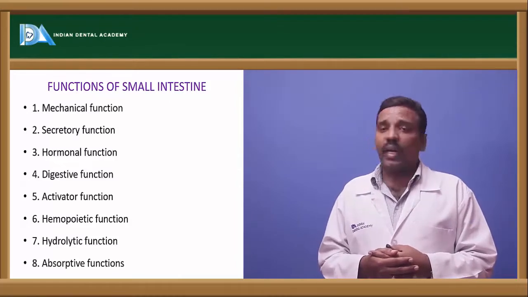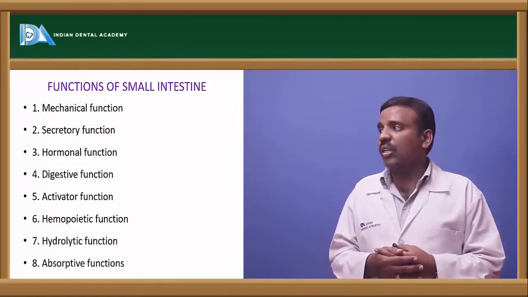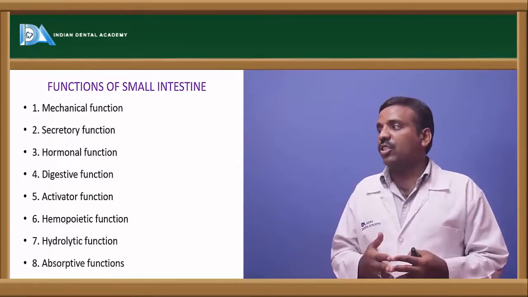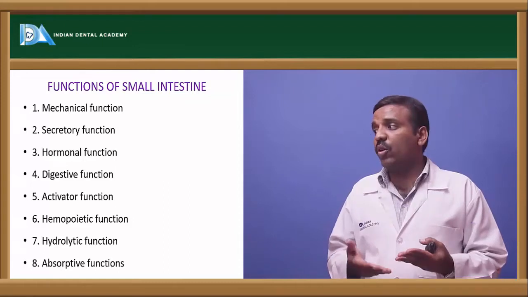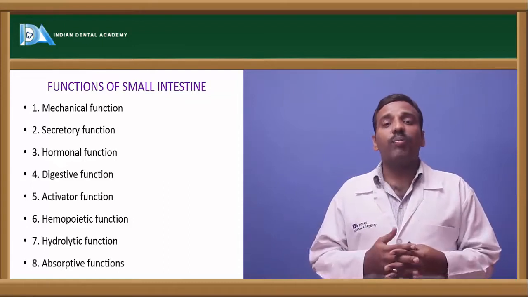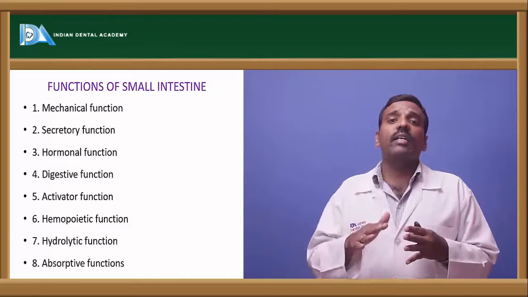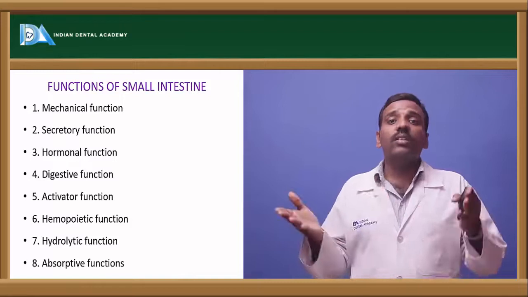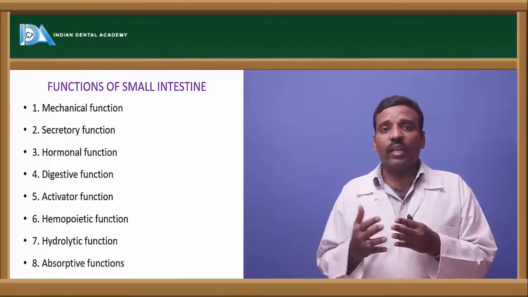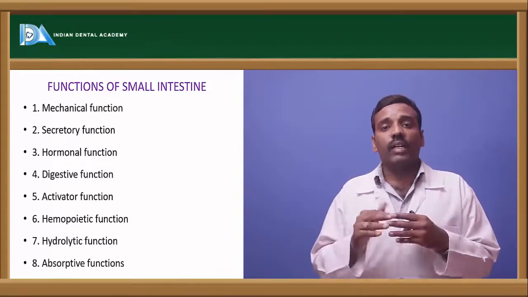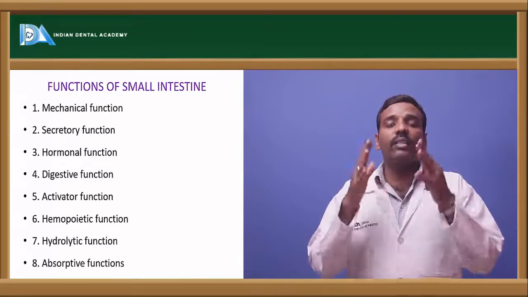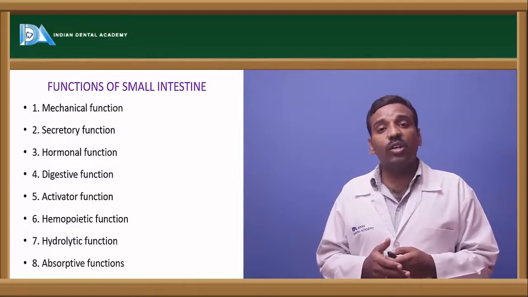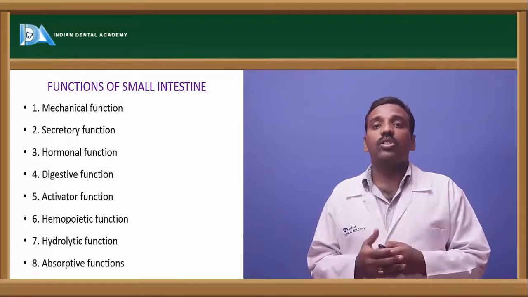In that we have mechanical function, secretory function, hormonal function, digestive function, activator function, and next hemopoietic function, hydrolytic function, and absorptive function. Majorly in the small intestine, the acidic chyme is neutralized by the bile and the pancreatic juice secretion in the ampulla of Vater. That chyme is mixed with this alkaline secretion and the food material is neutralized. So that is the major function in the small intestine.